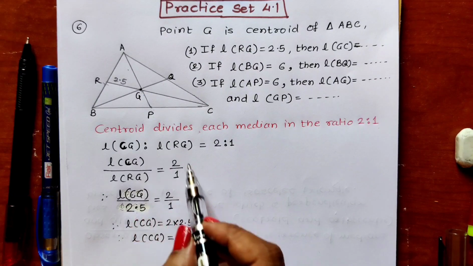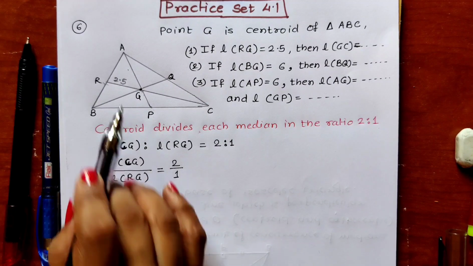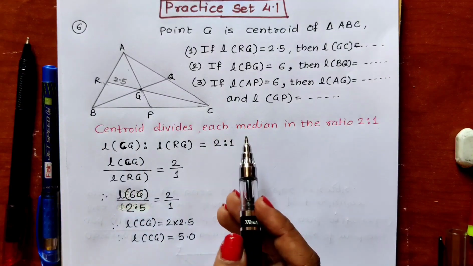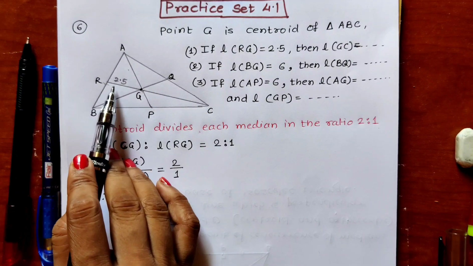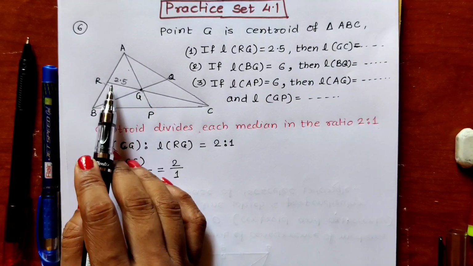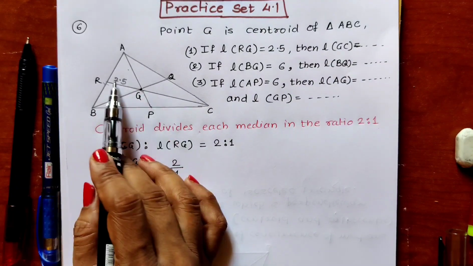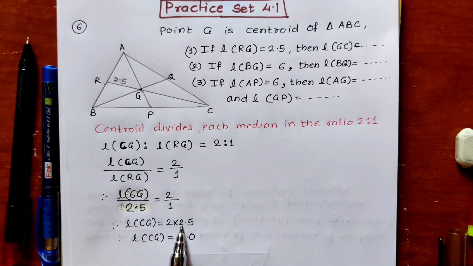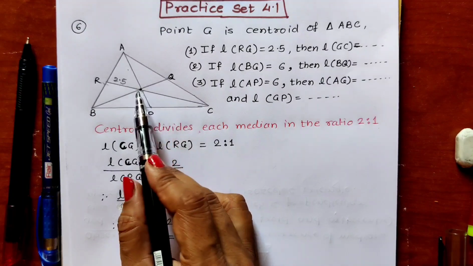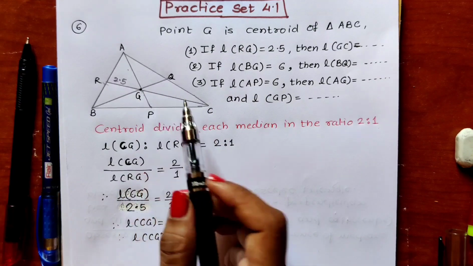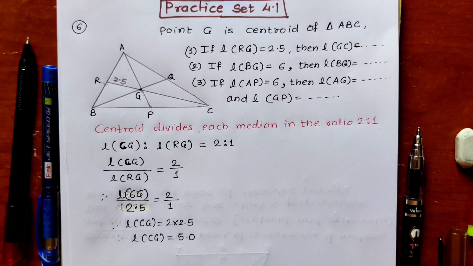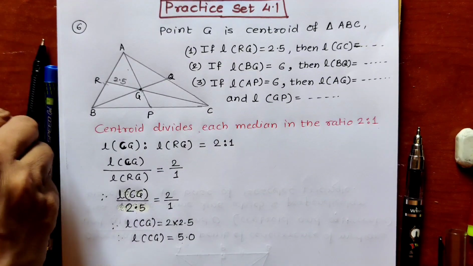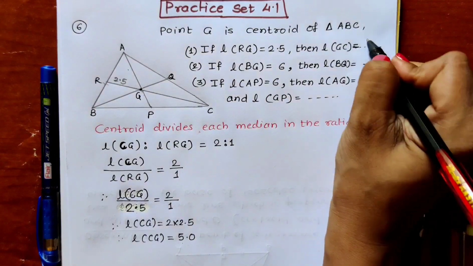So by doing this method you can find out the answer, or directly by observation you can write it. As we know, the bigger part is double the smaller part. As the smaller part is 2.5, double means 2.5 multiplied by 2 will be the bigger part, which is 5. So the bigger part length is 5. You can find out the answer orally also, otherwise you can do this method. In this way we have got the answer for GC, which is 5.